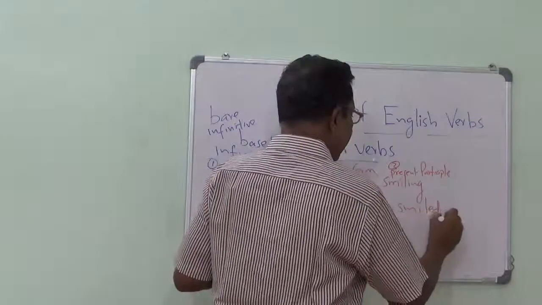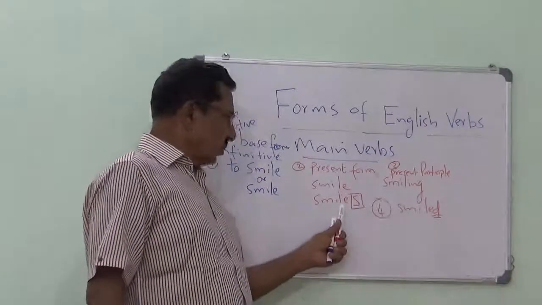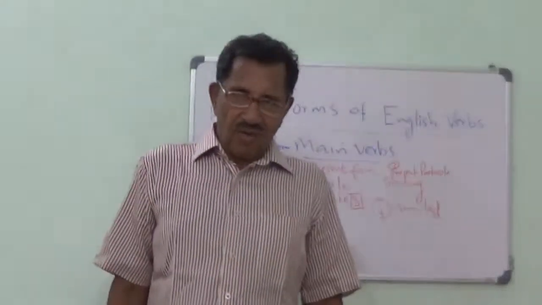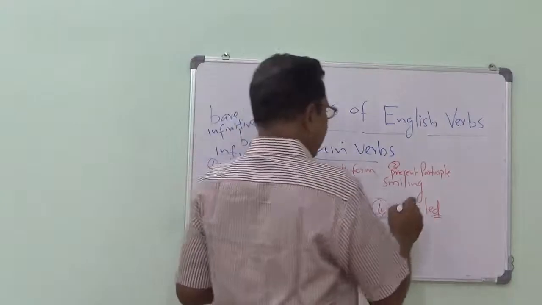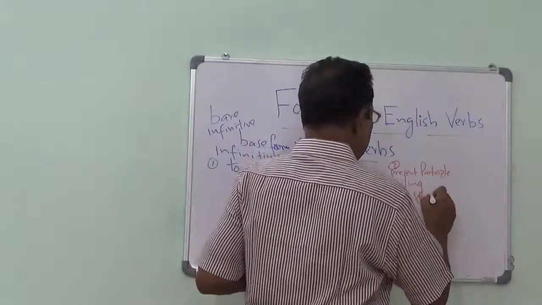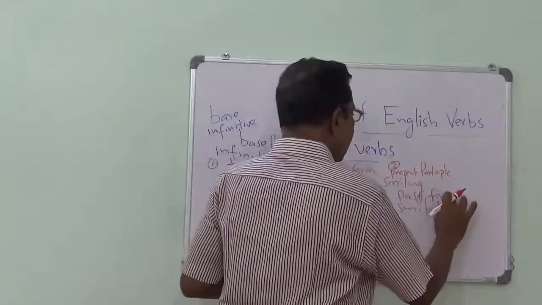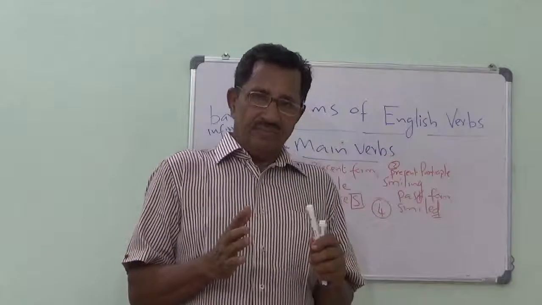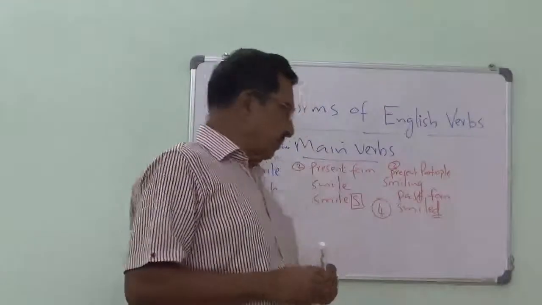The ed form. You are adding d here only because there is already an e. It is the ed form, or you call it the past form, past tense form, or the form used in the past tense: smile, smiled. That is the standard form. There may be variations that we will see.